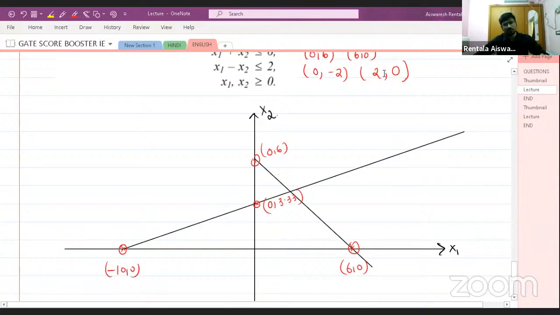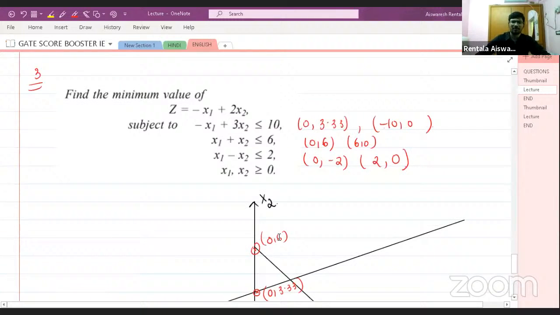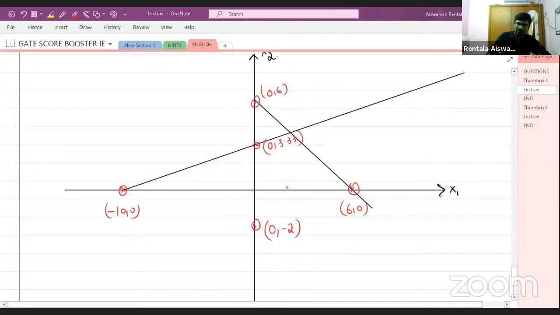So next, 0, -2 and 2, 0. So x1 value is 0 and -2. So it will be somewhere over here, 0, -2. And what about the next point, 2, 0? 2, 0 will be somewhere over here, right? Join these 2 points with the help of a straight line. So if I join these 2 points with a straight line, I'll get somewhat like this.